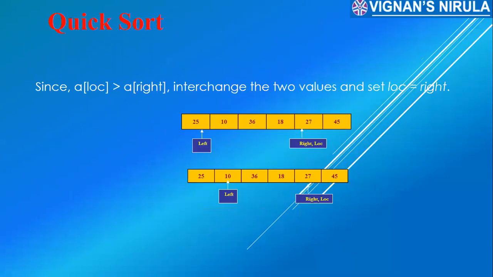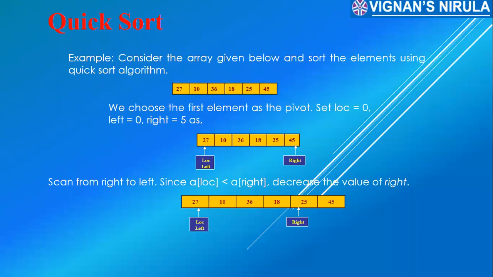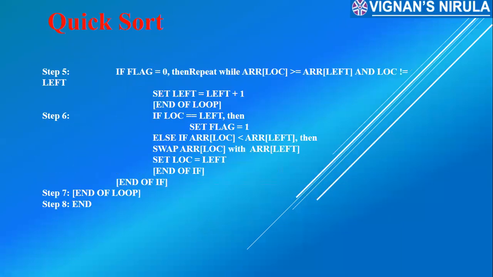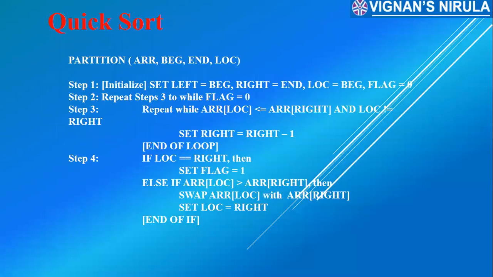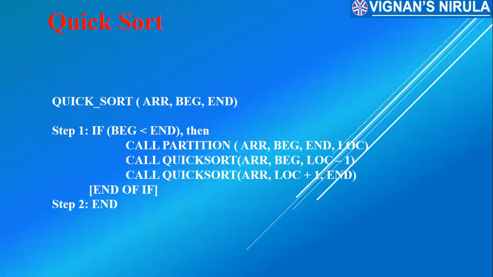But in the case of your quicksort, based on the position of your pivot, you are dividing the array into two parts. What are the two arrays? In order to calculate the location of your pivot position, we are using the partition algorithm. The partition algorithm gives you the position of the pivot element. Call that position the location. Then you are dividing the given array into begin to location minus one as one array, and location plus one to end as another array.